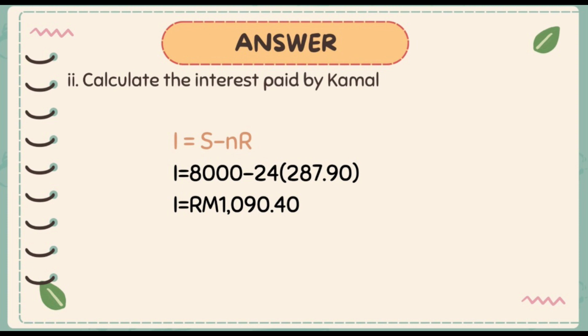For the second question, we need to calculate the interest paid by Kamal. The formula that we need to use is I equals S minus nR. We just need to change the numbers. And since we already searched for R, don't forget to use the previous answer and change into R. The final answer is 1,090 ringgit 40 cents.